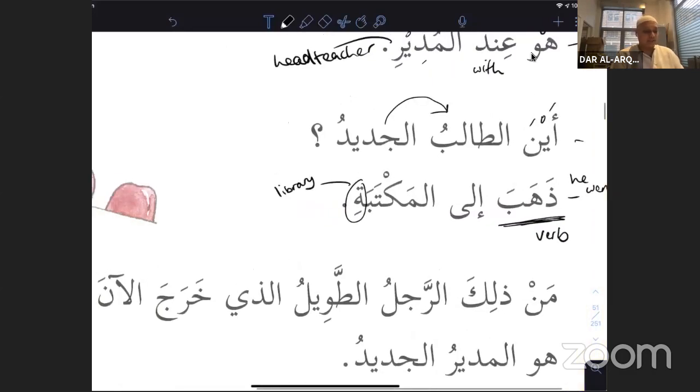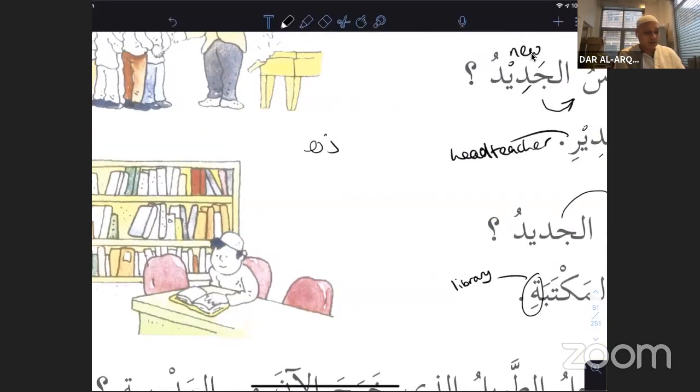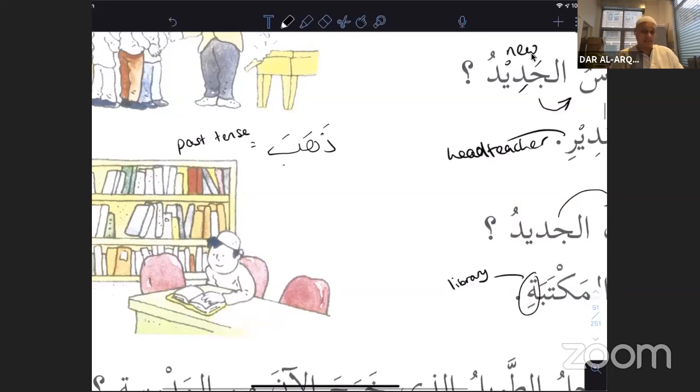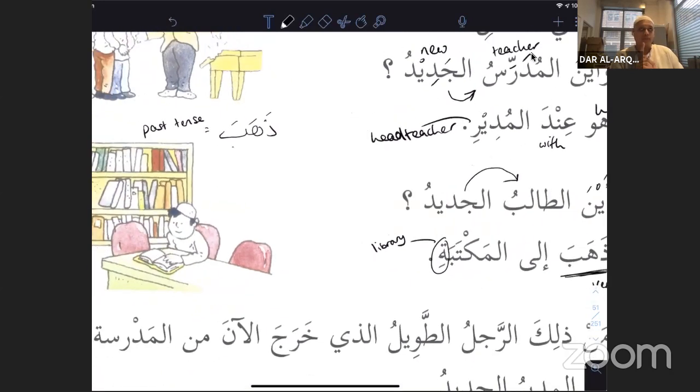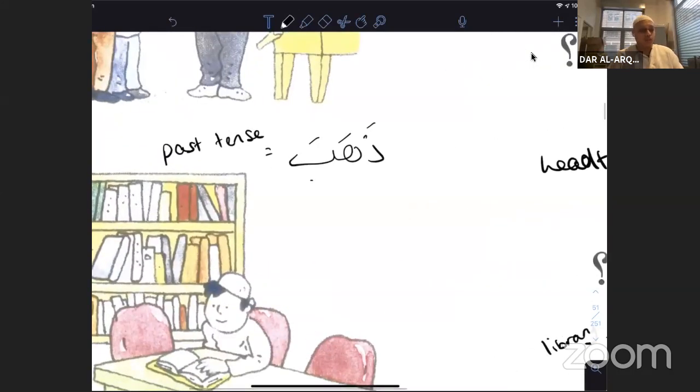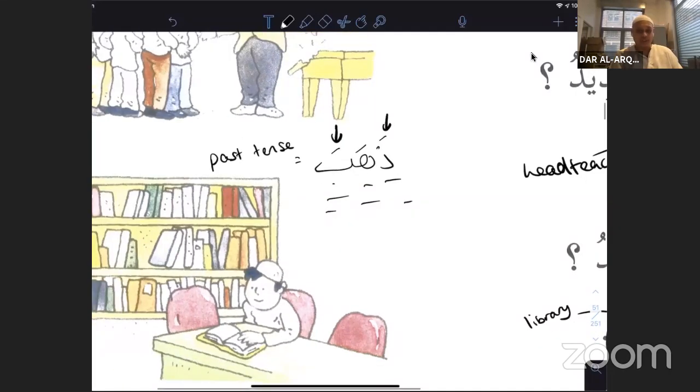Now, just to say something about dhahaba, let's quickly go back to dhahaba. Dhahaba is a past tense verb. Keep that in mind. Every verb we're going to see, except one verb in this book, will be past tense verbs. And you'll see a common trend with all past tense verbs is that they have 3 letters. And they have the fatha, fatha, fatha, or fatha, kasra, fatha, or fatha, dhamma, fatha. You'll always see the 3 letters with past tense verbs. It's a very common trend.